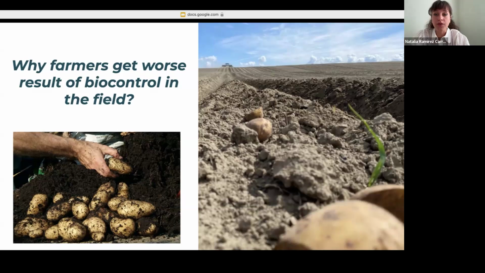So, for example, one of the things I'm doing during my postdoc is to check the effectiveness of this biocontrol in different types of soil, so we can give information to the farmers that is more accurate. And we can say, if you have this type of soil, we recommend you not to use this biocontrol because probably you will not get the effect that it was supposed to have.